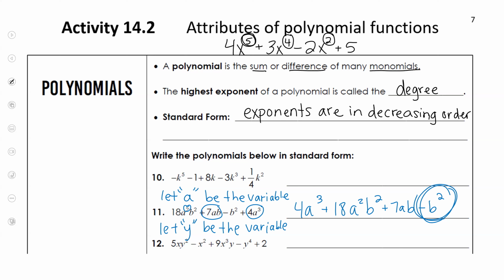Okay, for number 10, you should have gotten, check up here, make sure you did it correctly. The fifth degree should have gone first. Next is the third degree. Next is 1/4 k squared, then plus 8k, then minus 1, because this one doesn't have a variable on it, so that goes last. Whatever doesn't have a variable goes last. All right, let's go ahead and move on.